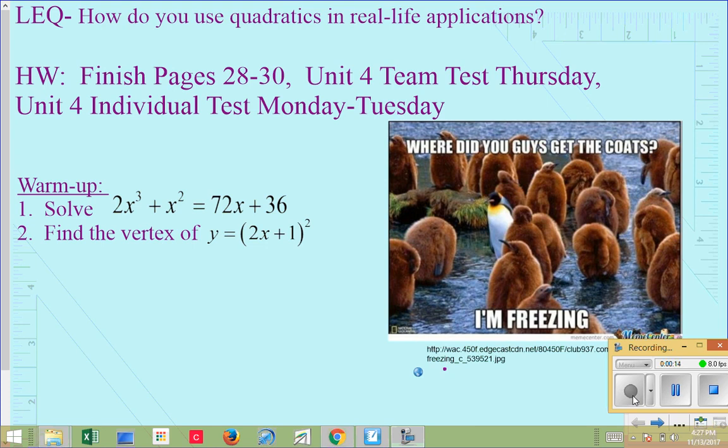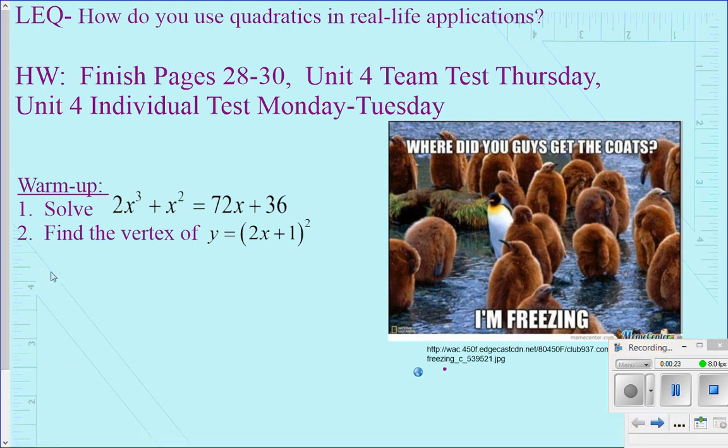So the first one, I need to first get that set equal to 0 because I can see it's cubic and I know that I'm going to factor that to solve it, but I can't factor till it's set equal to 0. So I have 2x cubed plus x squared. I'm subtracting 72x and I'm subtracting 36, and when I do that it equals 0.